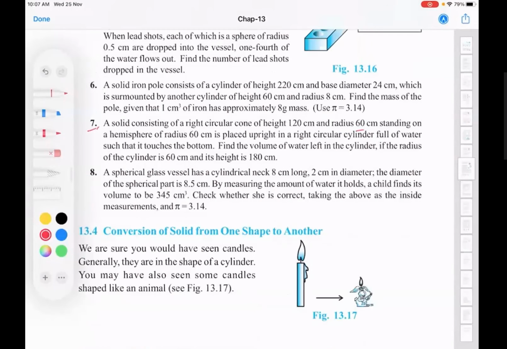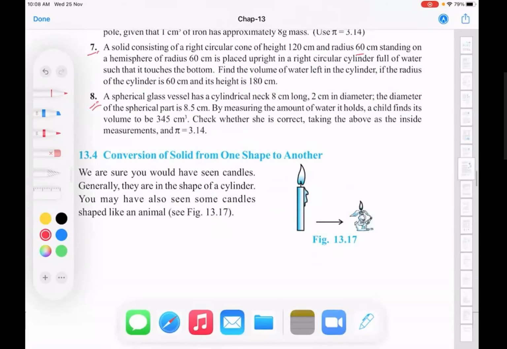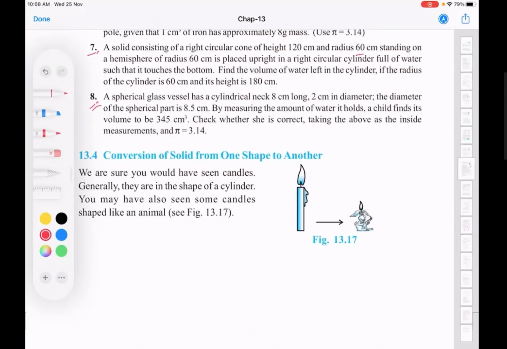Coming to the next question. In the science lab you have seen the figure. A spherical glass vessel has a cylindrical neck 8 cm long, 2 cm in diameter. The diameter of the spherical part is 8.5 cm. This figure is just like this. You have seen this type of shape in the science lab, I think so. By measuring the amount of water it holds, a child finds its volume to be 345 cubic centimeters. Check whether she is correct, taking the above as the inside measurements.